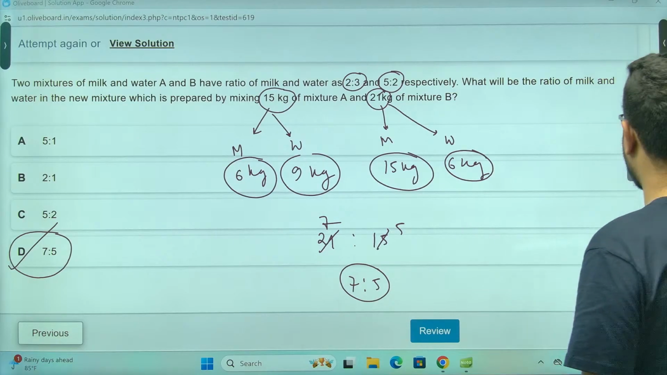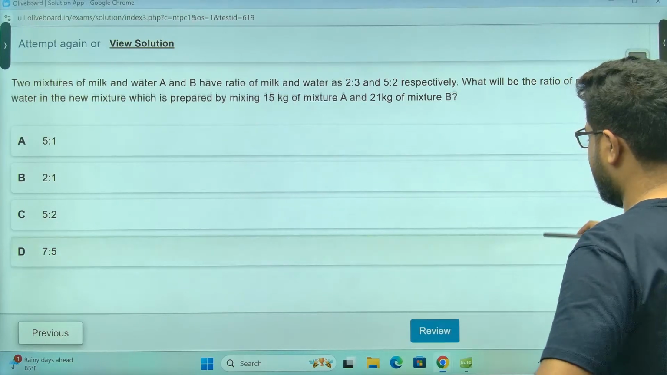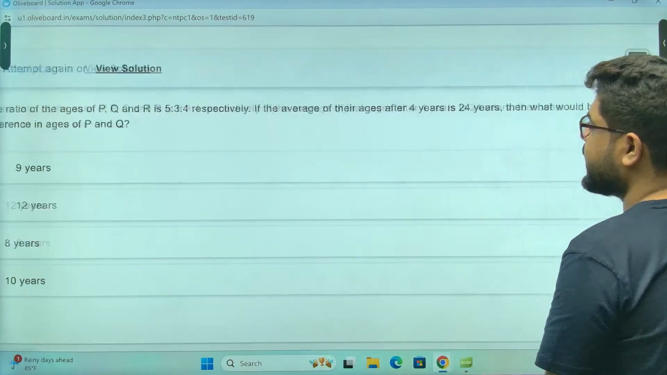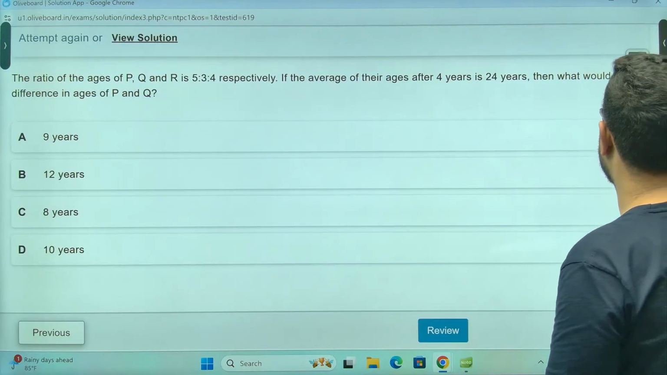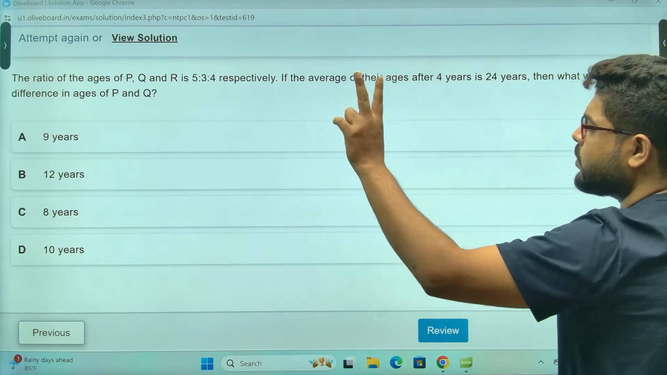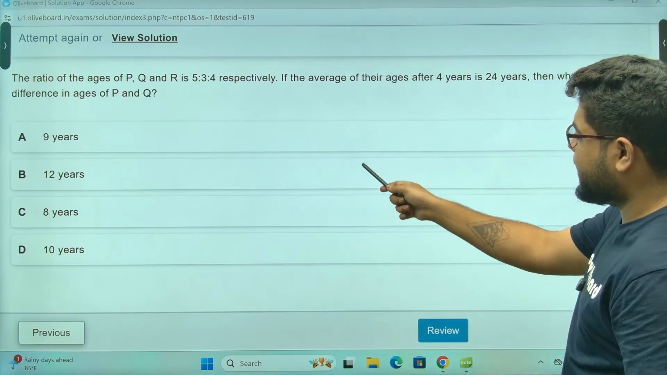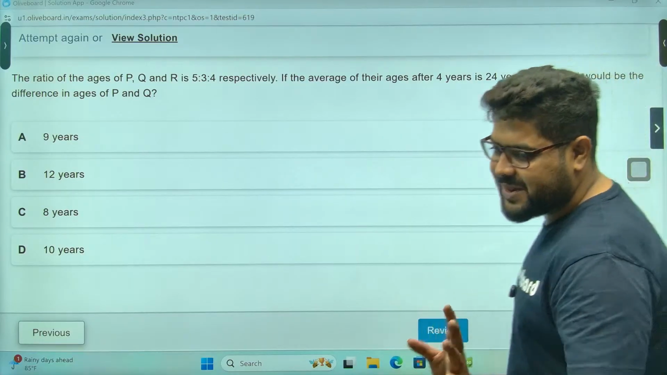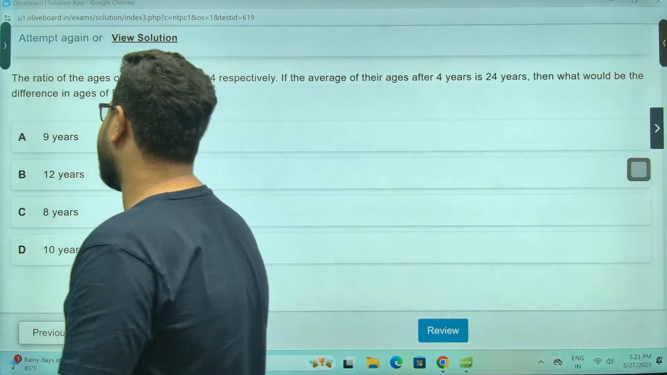Not difficult at all, right? Let's move ahead a bit. Sir, ratio of ages of this. What is it asking? What would be the difference of P and Q? 5 and 3, 2 multiple. There are 3 answers which are 2 multiples, so it won't work. Using smaller numbers is very difficult, so use this.